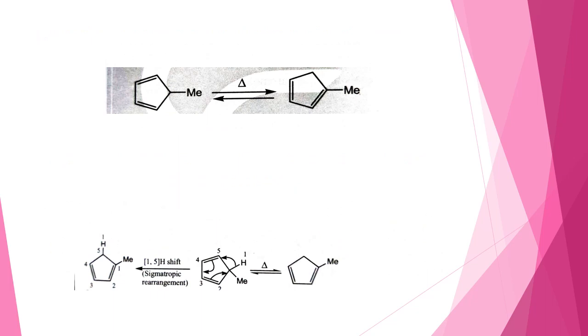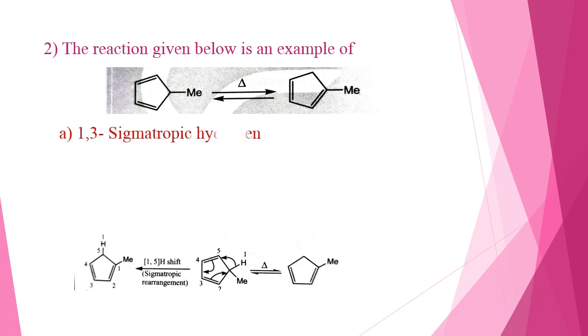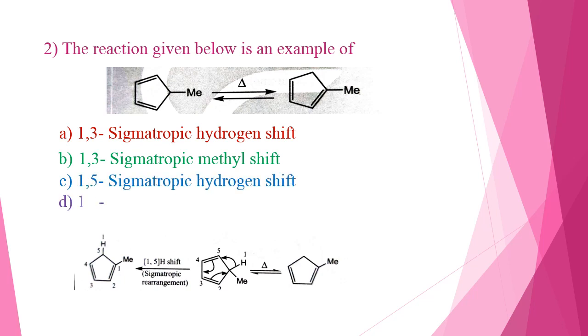Question number 2. The reaction given below is an example of. Here 4 options are given. The first one is A, 1,3 sigmatropic hydrogen shift. B, 1,3 sigmatropic methyl shift. C, 1,5 sigmatropic hydrogen shift. D, 1,5 sigmatropic methyl shift.